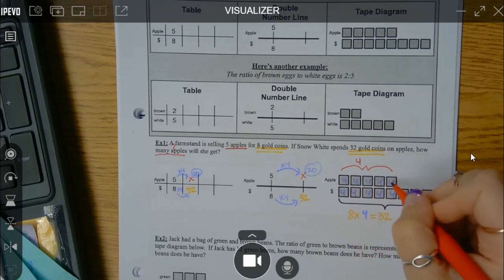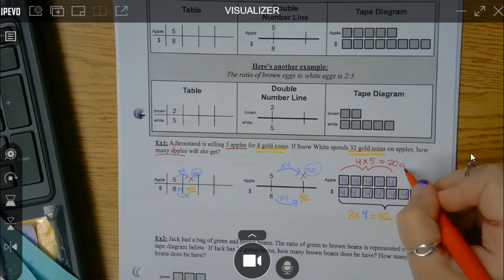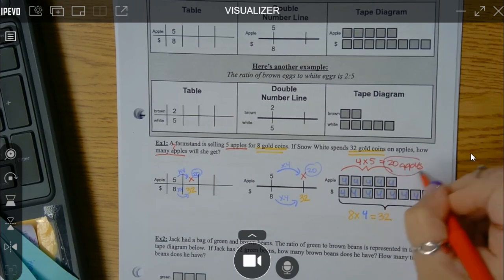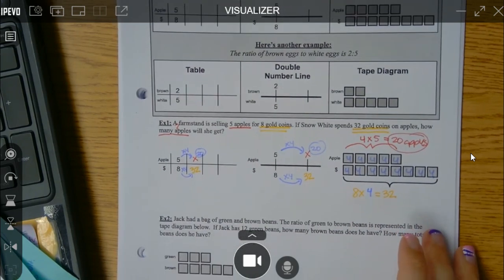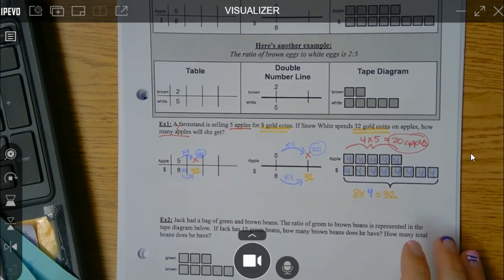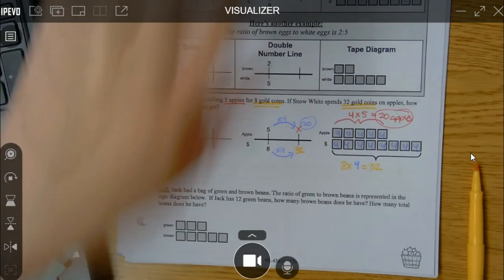1, 2, 3, 4, 5 boxes. So that would mean that there are 20 apples when there are 32 gold coins. And that's how tape diagrams work. Okay. That was a lot. Let's go ahead and try another one with the tape diagram, since that's kind of what's new here.